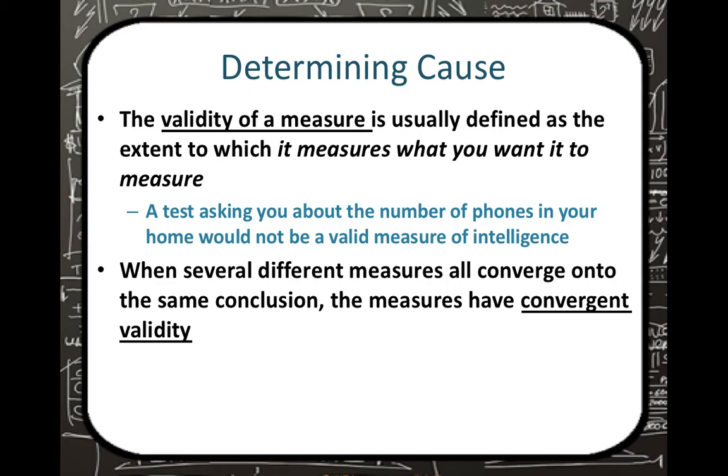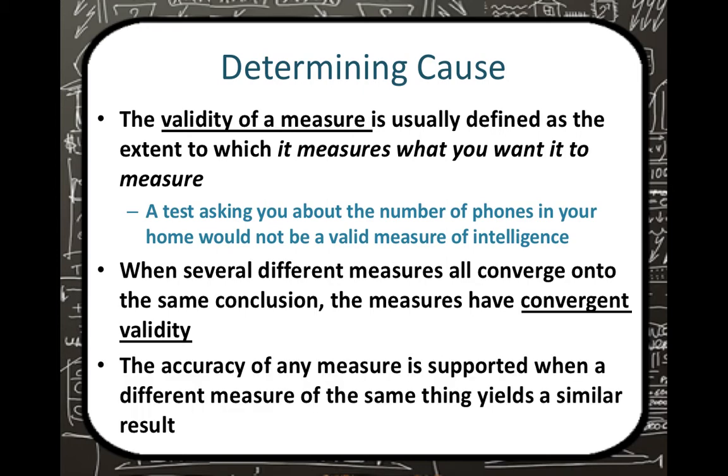Now, there are lots of different types of validity. There are lots of different ways of establishing that something is valid and measuring what you want it to. And one of those means is called convergent validity. So when several different measures all converge on the same conclusion, the measures have convergent validity. That means they're all measuring the same thing. And the accuracy of any measure is supported when a different measure of the same thing yields a similar result.